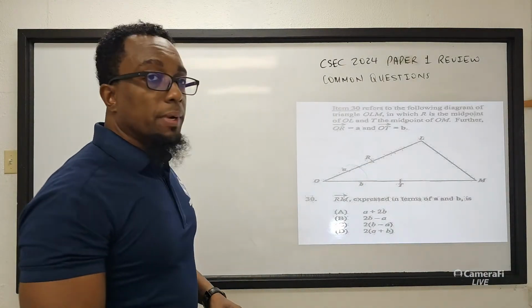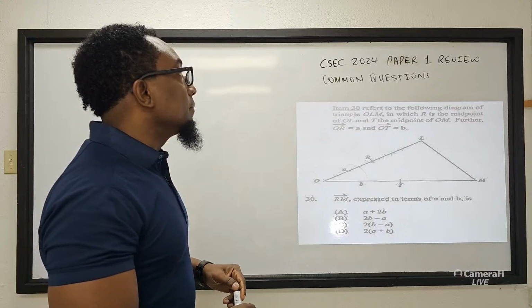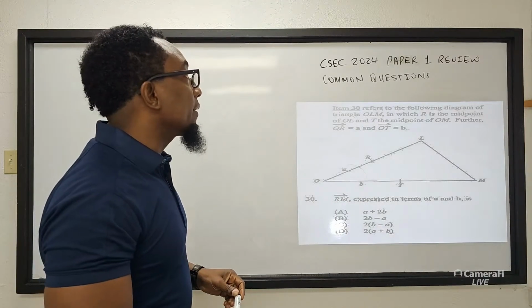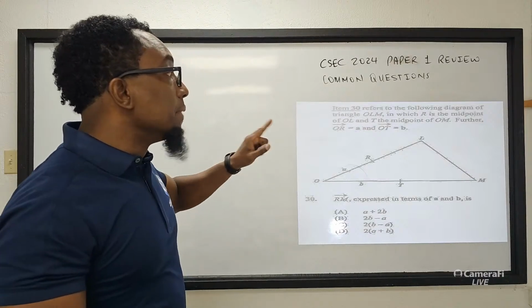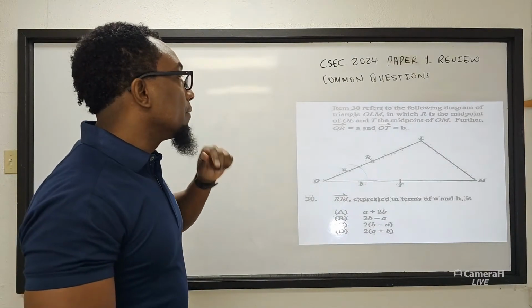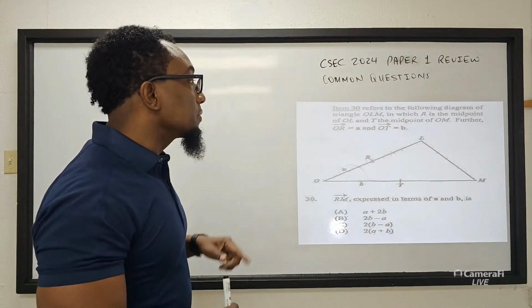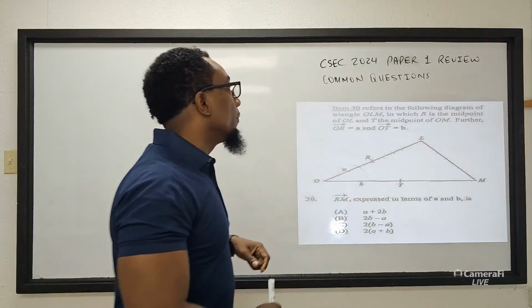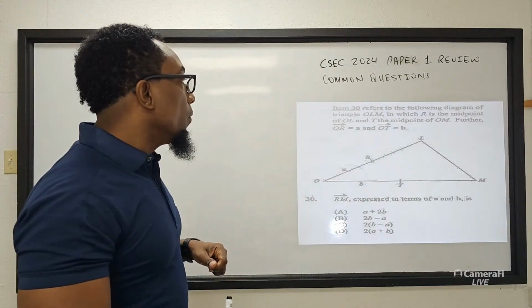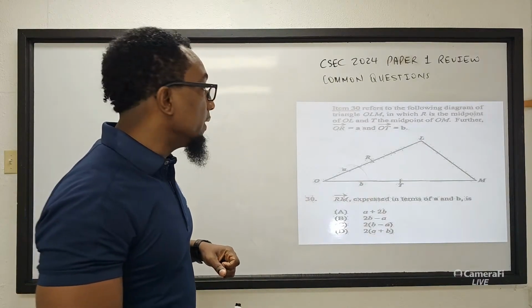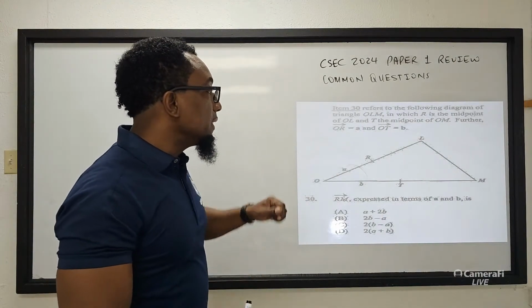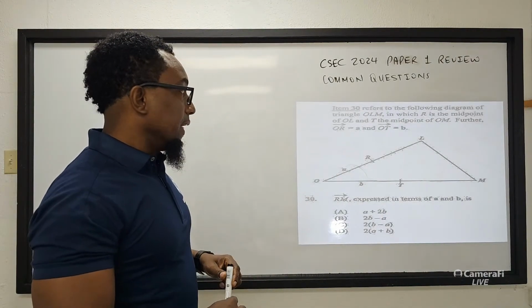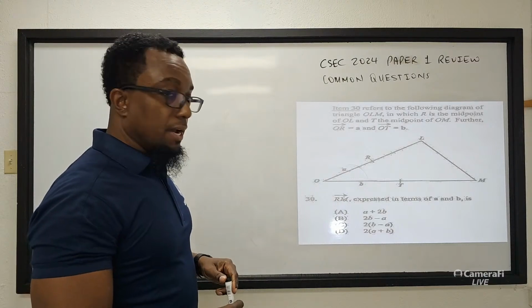Right, so another vector question. Item 30 refers to the following diagram of a triangle OLM in which R is the midpoint of OL, T is the midpoint of OM. Further, vector OR has magnitude A, and vector OT has magnitude B. They want us to determine what is vector RM.